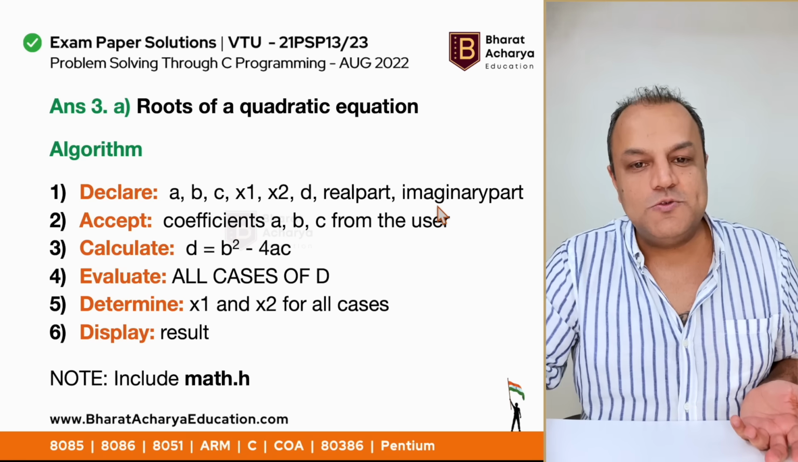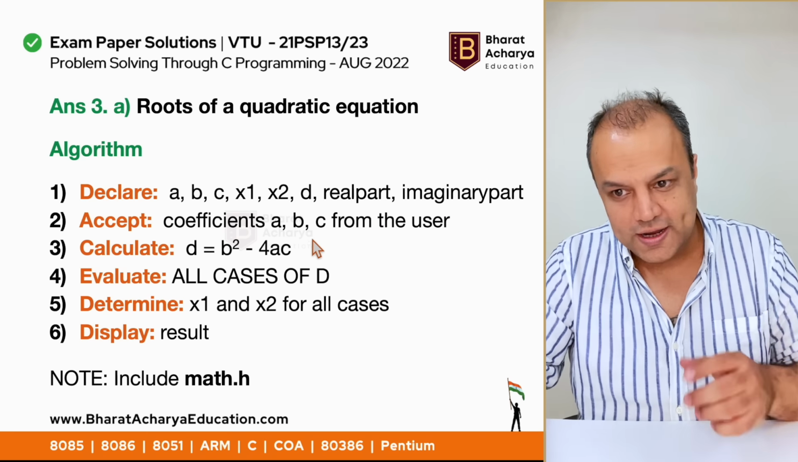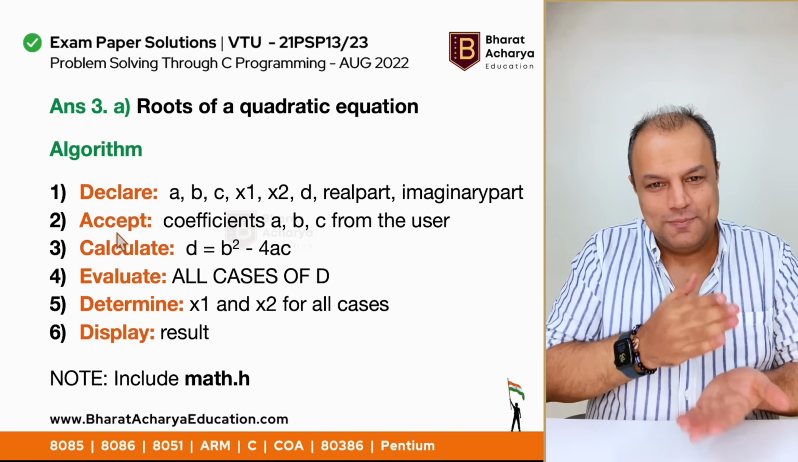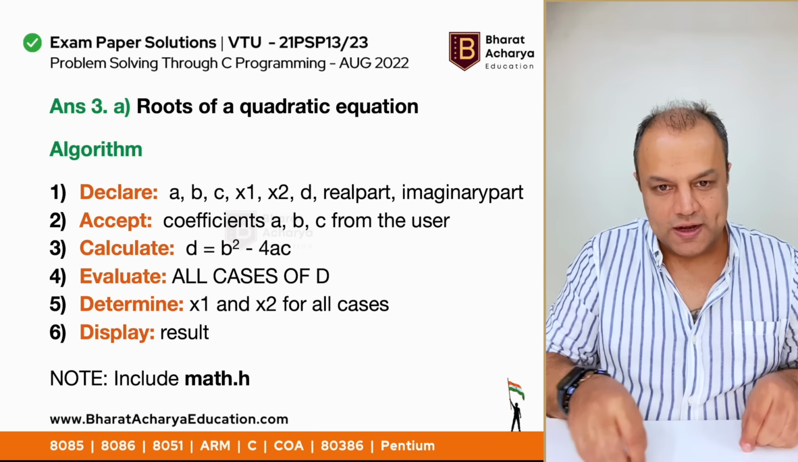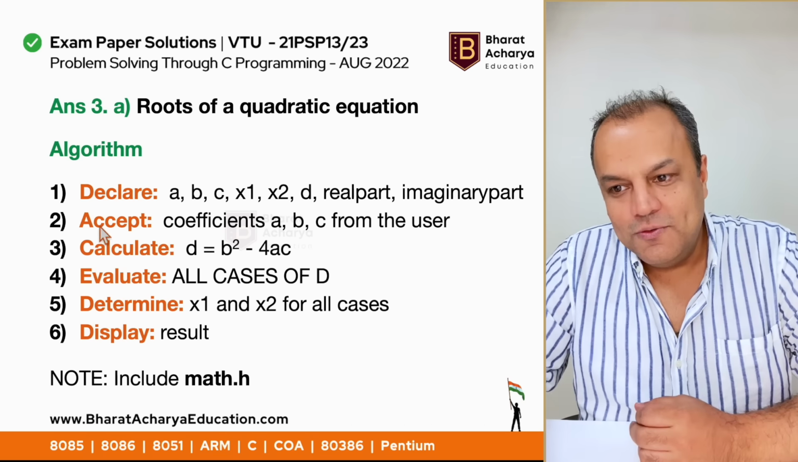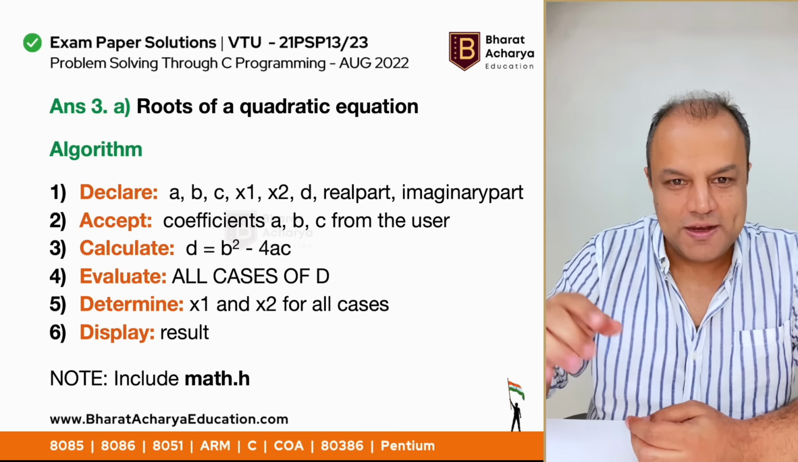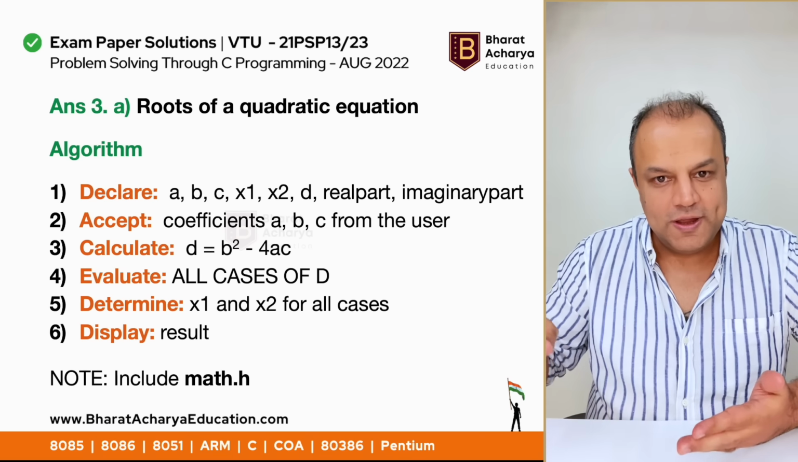Now, declare a, b, c, x1, x2, discriminant, real part and imaginary part. You can name the variables what you want. I like to name the variables with full names, whatever you want. Now, the only thing you'll accept from the user are a, b, and c, telling the user to enter the equation. That is a, b, and c. Once you get a, b, c from the user, immediately calculate d. How will you calculate? b square minus 4ac. That is b into b minus 4 into a into c.